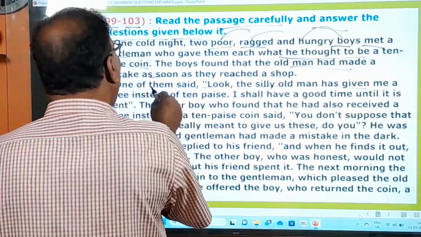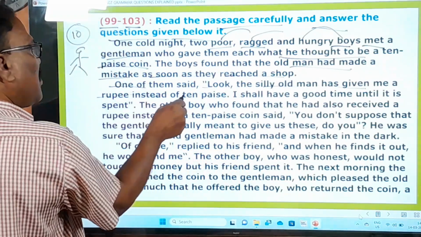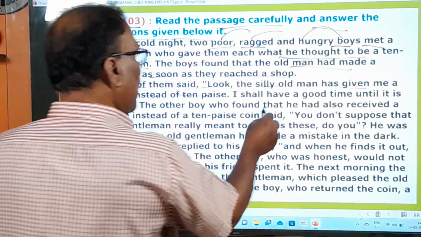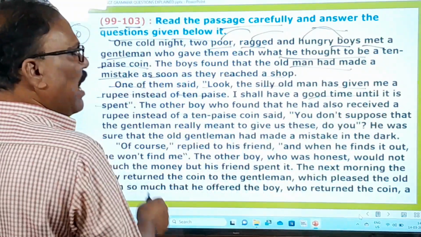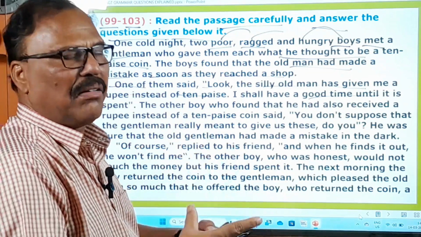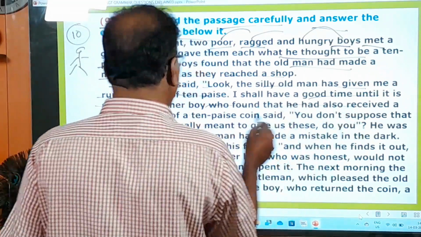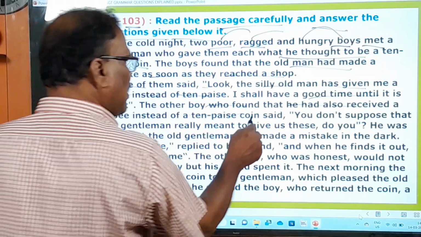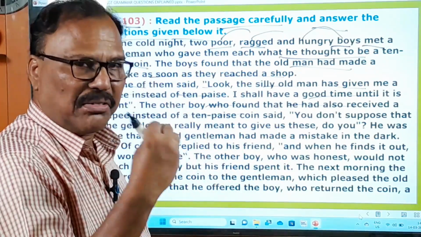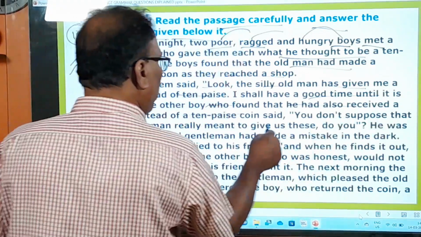So one of the boys said, "Look, the silly old man has given me a rupee instead of 10 paise." Instead of 10 paise, that fellow gave me 1 rupee. He said, "I shall have a good time until it is spent, and I'll spend this 1 rupee lavishly and buy this and that." The other boy, who found that he had also received a rupee instead of a 10 paise coin, said, "You don't suppose that the gentleman really meant to give us this."